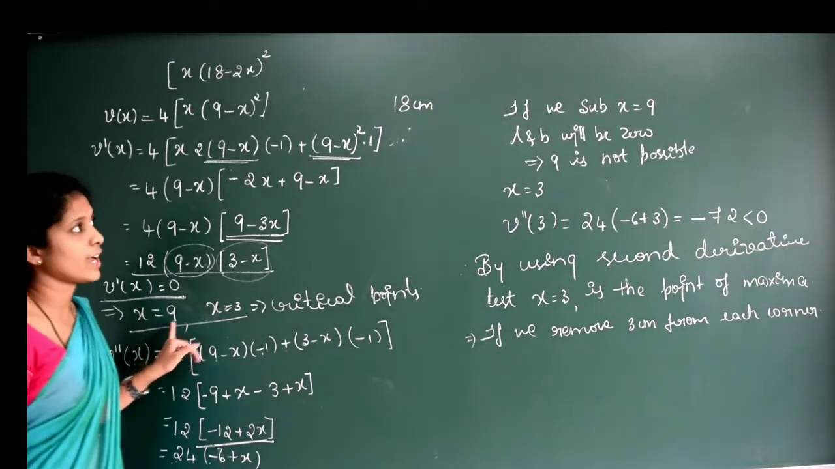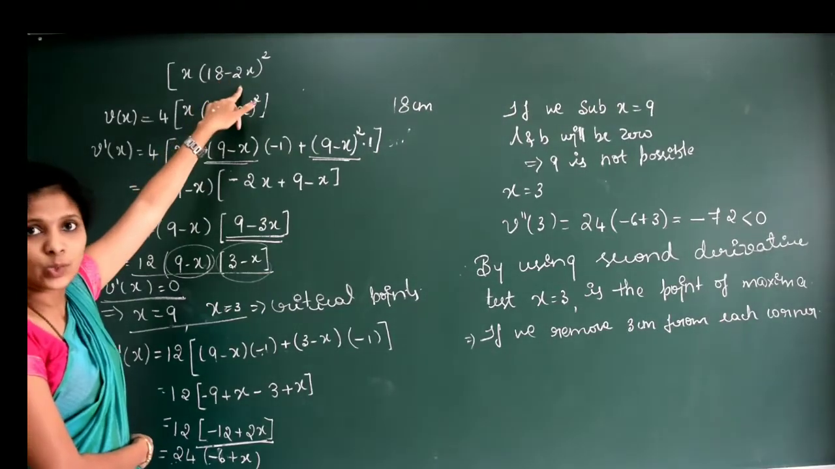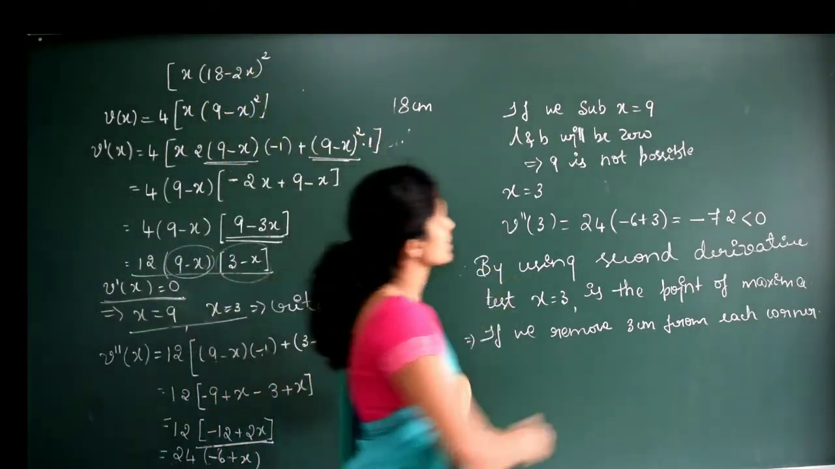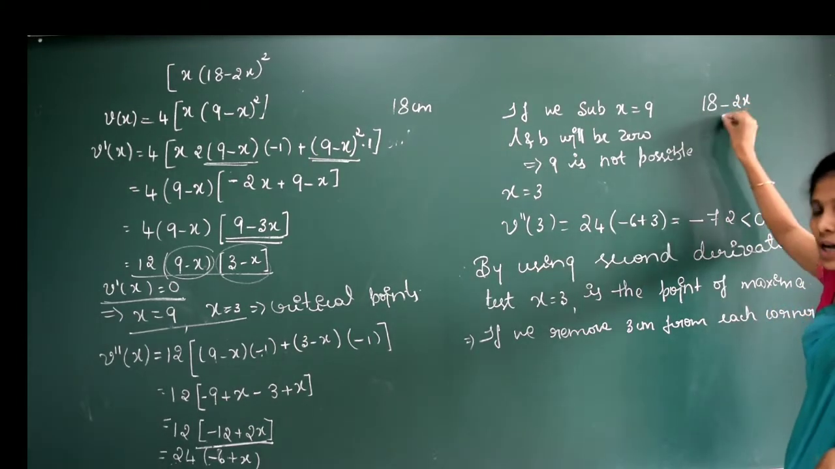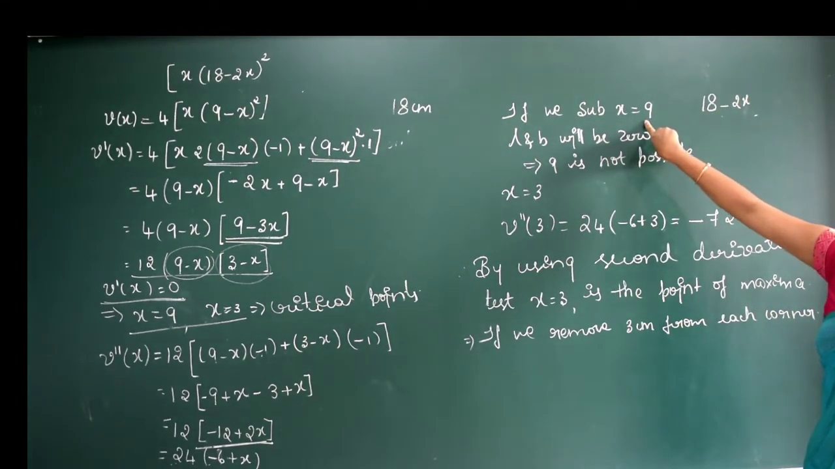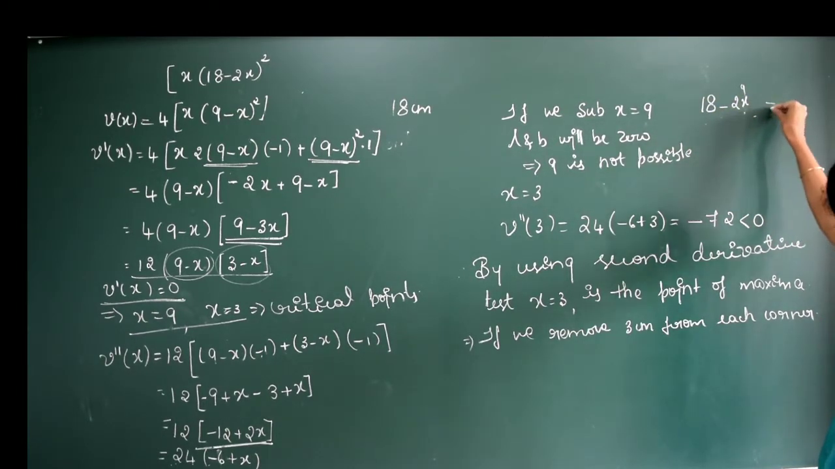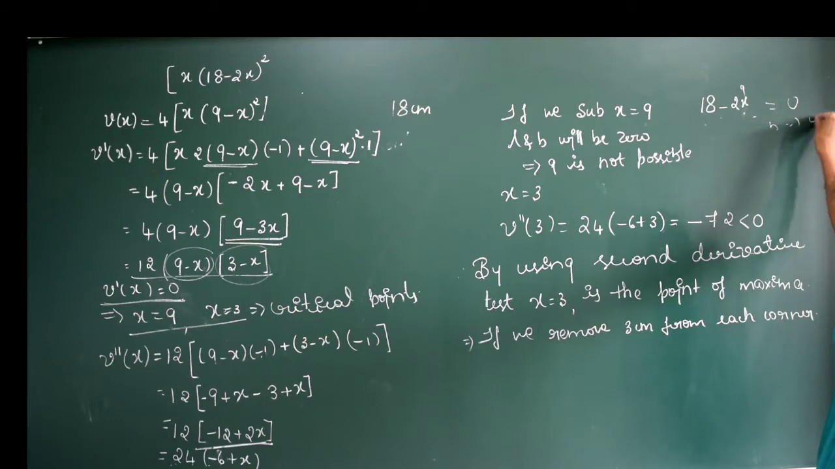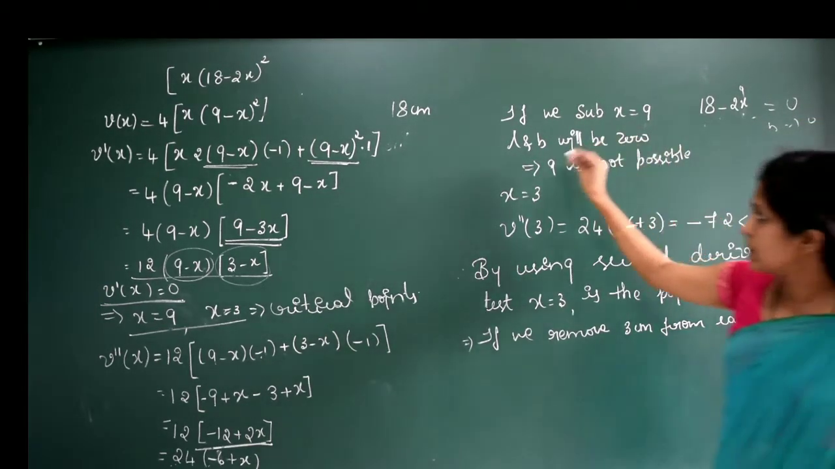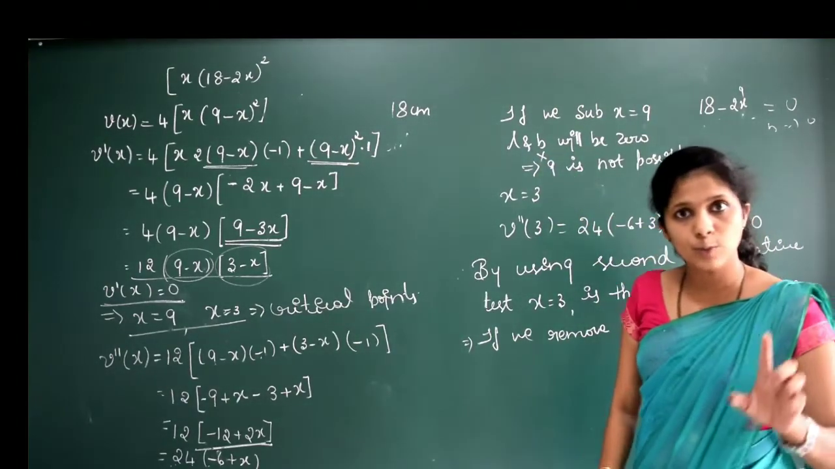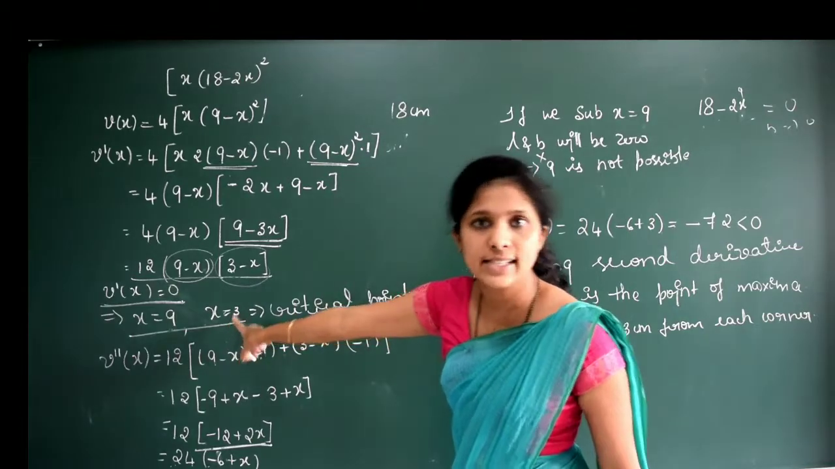If you substitute the value of x as 9, what happens here? See this one. 18 minus 2x is there, right? Length and breadth is given. We have considered 18 minus 2x. If you substitute the value of x as 9, so this will be 18 minus 18. So length will be 0 and breadth will be 0, right? So 9 is not possible. Is it clear? 9 is not possible. So the remaining value, only one is there. That is x is equal to 3.